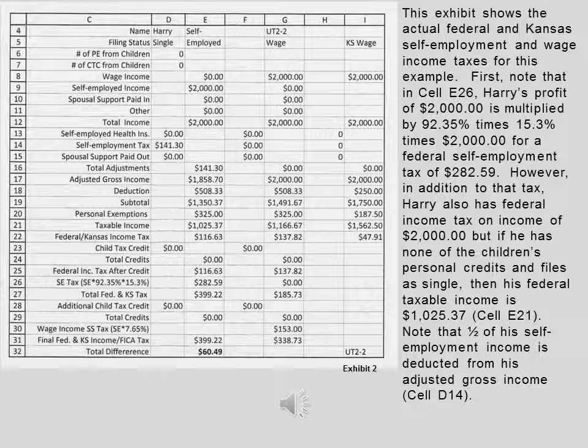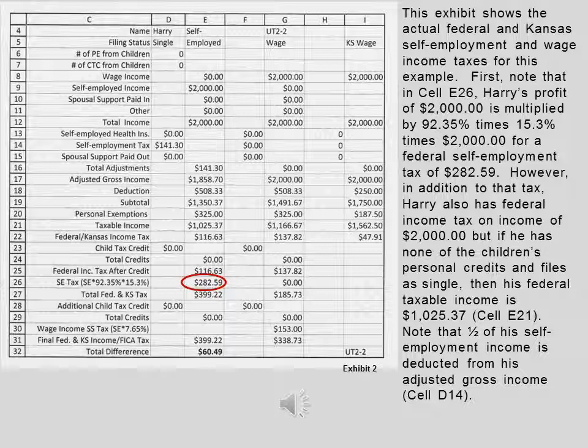This exhibit shows the actual federal and Kansas self-employment and wage income taxes for this example. First, note that in cell E26, Harry's profit of $2,000 is multiplied by 92.35% times 15.3% times $2,000 for a federal self-employment tax of $282.59.